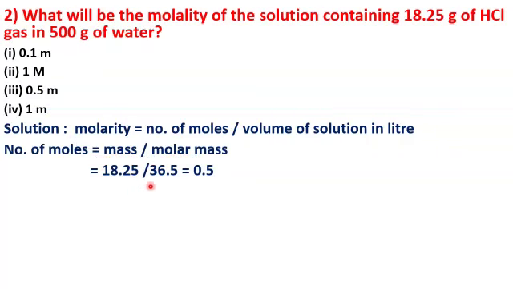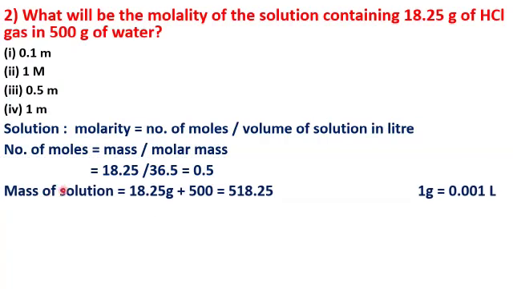So number of moles of the solute can be calculated by using the formula mass divided by molar mass. So mass of the solute, that is HCl gas, is 18.25 divided by molar mass of HCl, which you have to calculate here. So molar mass can be calculated by adding atomic masses of atoms present in a molecule. So here H is having atomic weight of 1 and chlorine is 35.5. So 1 plus 35.5 becomes 36.5. And mass by molar mass will give number of moles, that is 0.5.